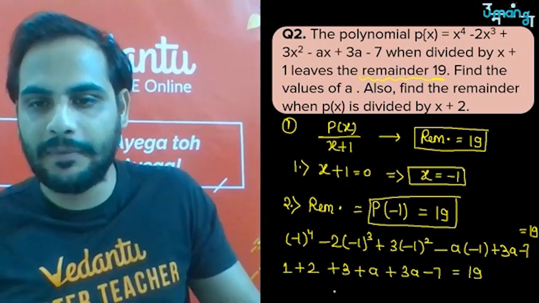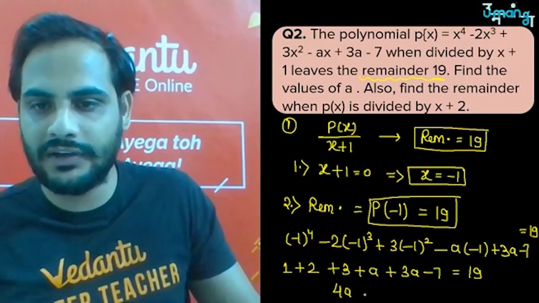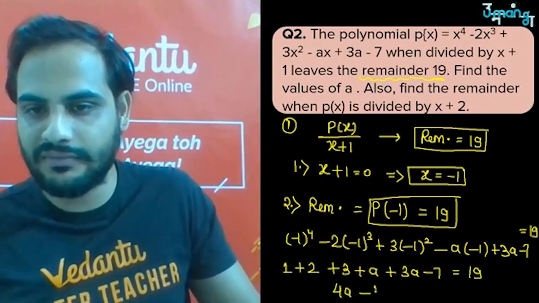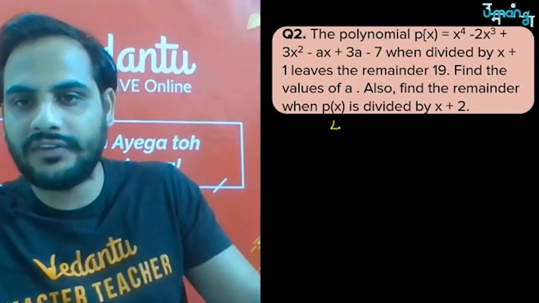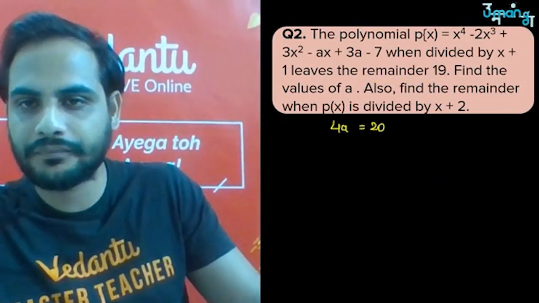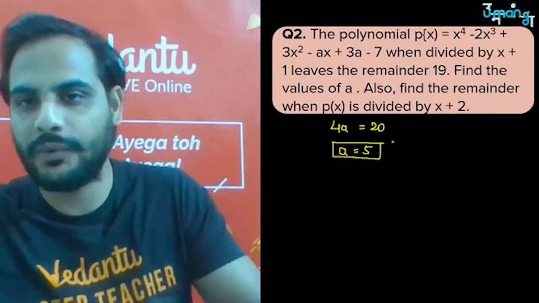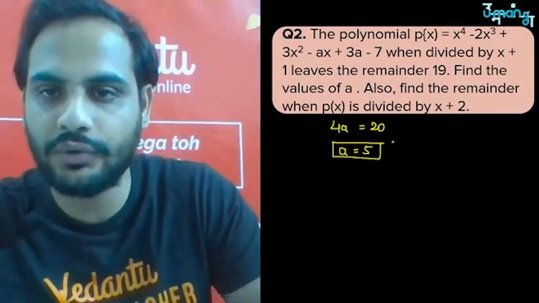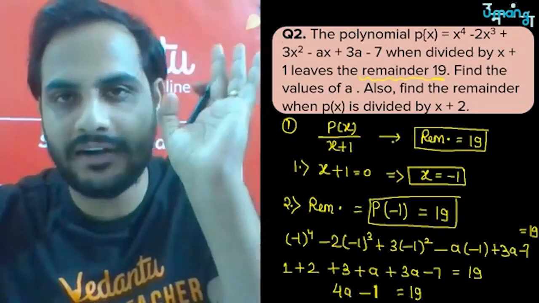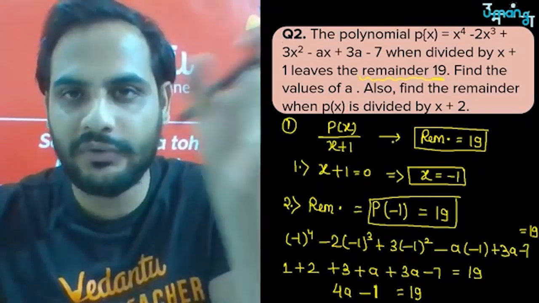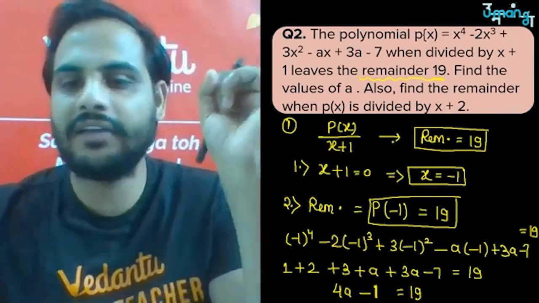So what you are getting: a plus 3a is 4a, 3 plus 2 plus 1 is 6, minus 1 is 6 minus 7 is minus 1, is equal to 19. So you'll be getting 4a is equal to 20, or you can say a is equal to 5. Got it? Because the remainder was given as 19, so we have made it 19. Using the remainder theorem, I know my remainder should be equal to 19. Solving that, we have got the value of a.